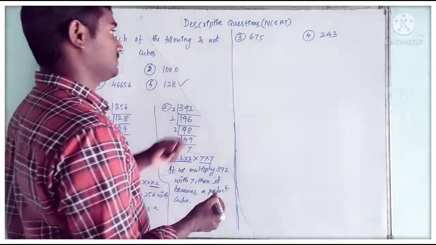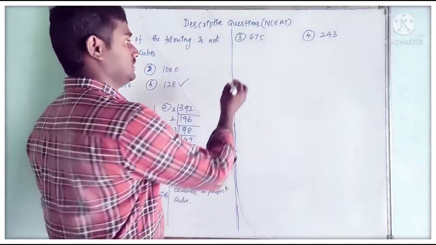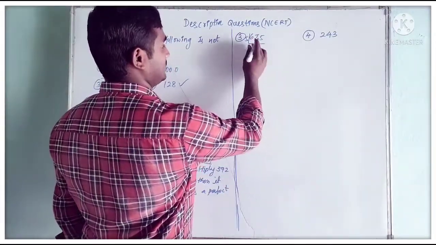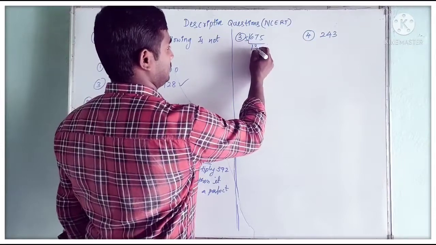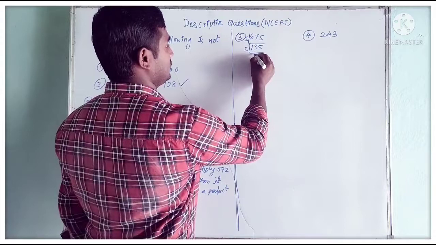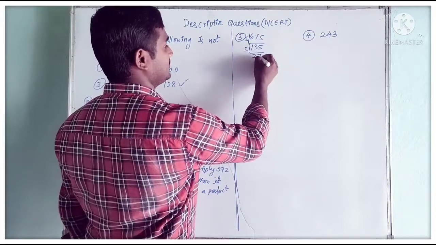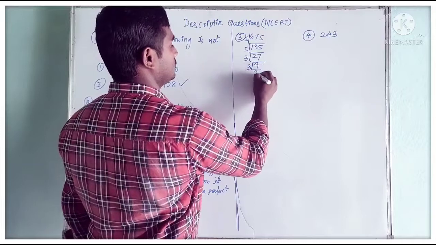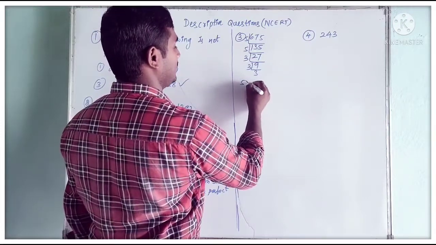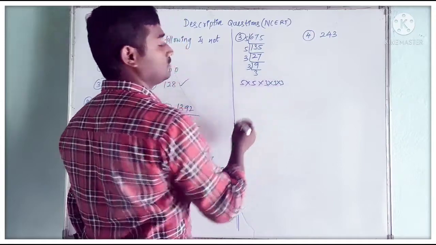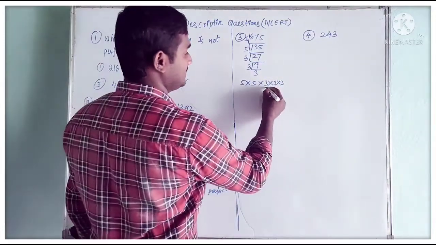Okay, next question. 675. So do the prime factorization for this. 5 ones are 5, 5 threes are 15, 5 fives are 25, 5 fives are 135, 5 twenty-sevens are 135, next 3 nines are 27, 3 threes are 9. So make pairs: 5 into 5 and 3 into 3 into 3. So make a group. Identify the groups.